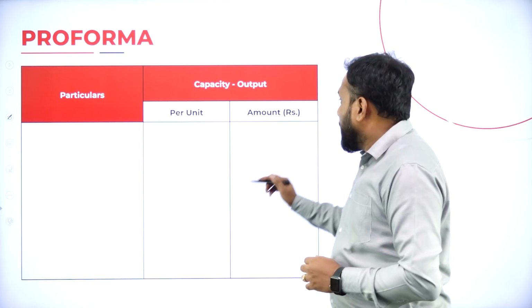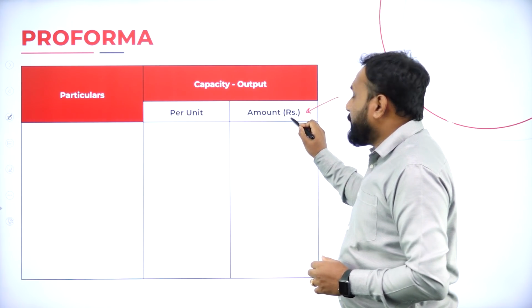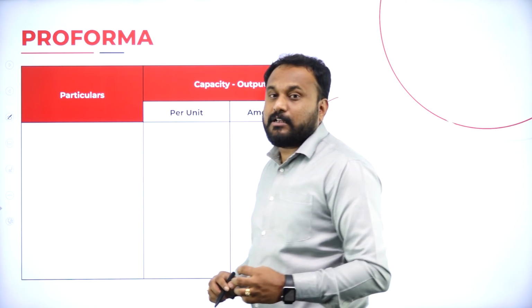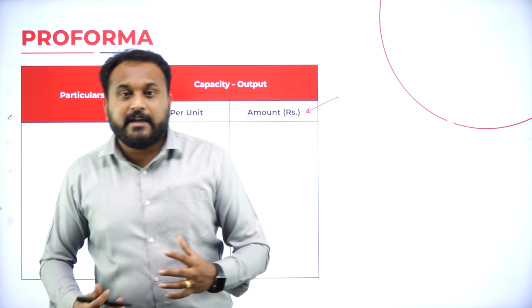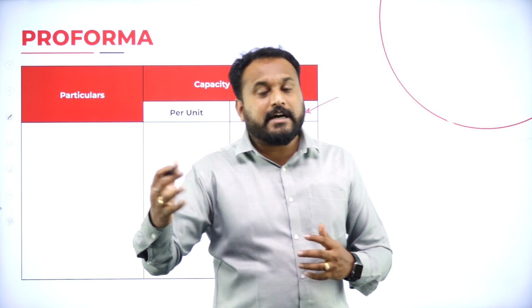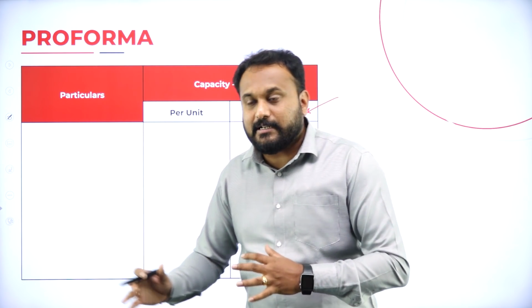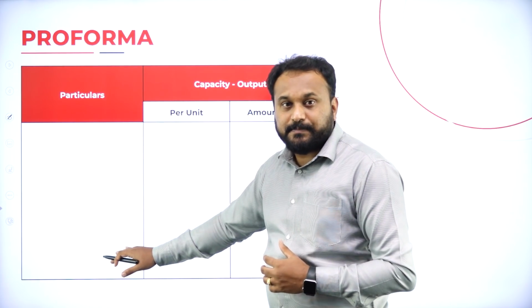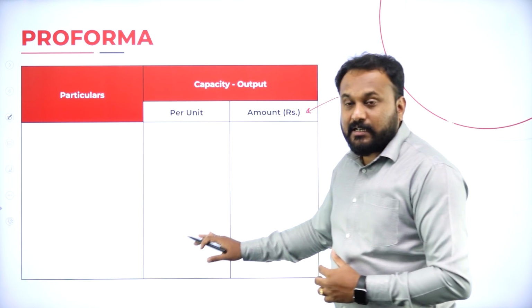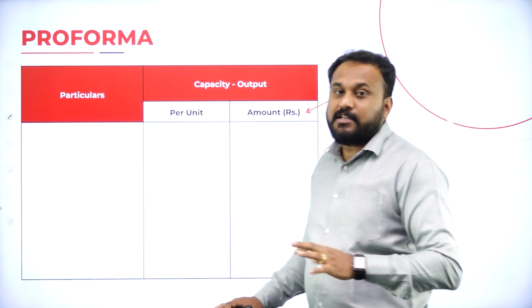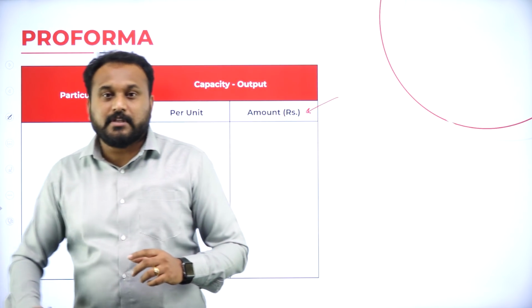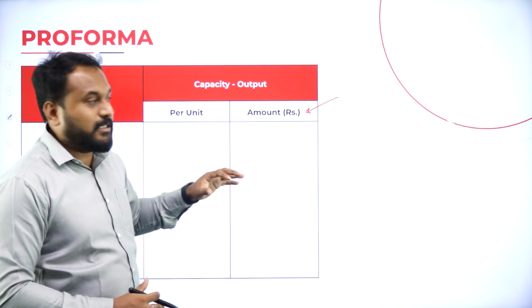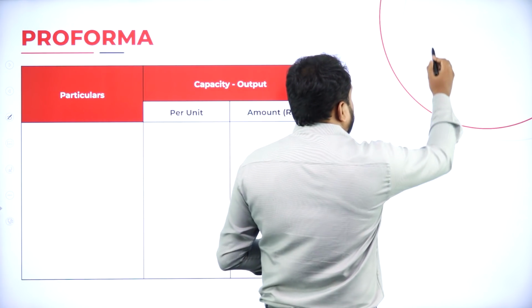Please understand, always write the rupees, because we are calculating on the basis of rupees in India. In some other country, they have their own currencies, so we go with those currencies. So the first is particulars, next is per unit, and you have amount, which is in rupees. Now the first one, according to the flexible budget, I told you about this, right? You are supposed to write like this.